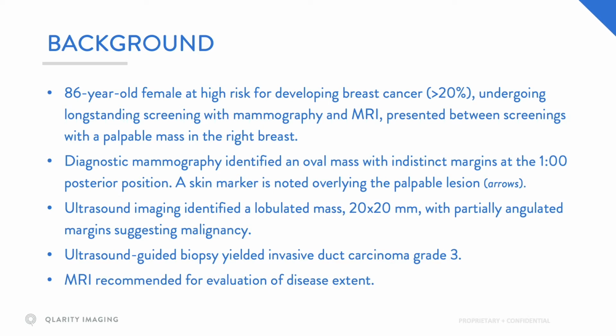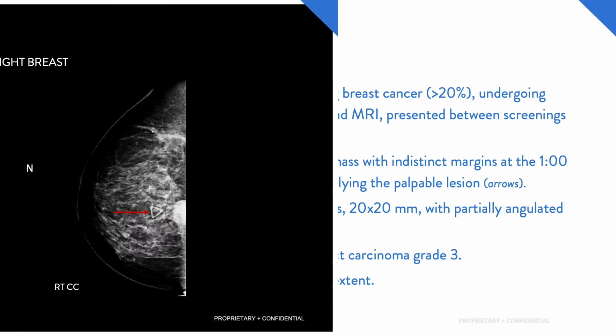Ultrasound correlate identified the same lobulated mass, about 20 millimeters in size, with partially angulated margins which are highly suggestive for malignancy. Ultrasound-guided biopsy yielded invasive duct carcinoma grade 3, and MRI was recommended for evaluation of the extent of disease. So before we look at the MRI, let's take a look at the mammogram.